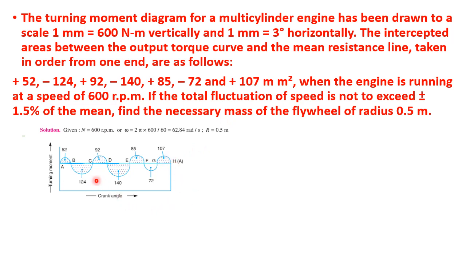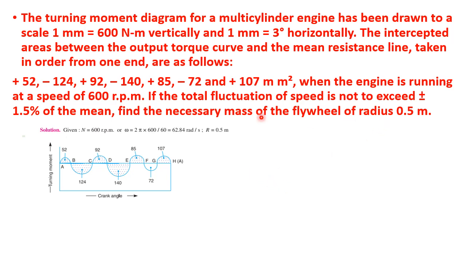I hope you all understood how we are going to draw this curve. Based on these values you are going to go plus, minus, plus, minus, plus, minus, and plus. If initially the value given is minus 124, you will start from here and go minus first, and then when a plus value is given you will go plus. That is how you will be drawing. I hope you all understood this.